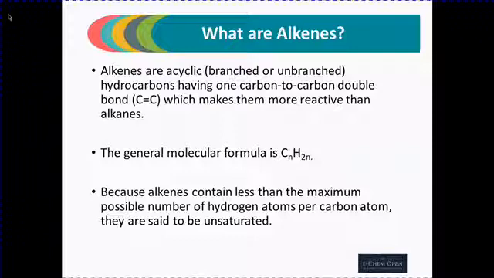What are alkenes? Alkenes are acyclic, branched or unbranched, hydrocarbons having one carbon-to-carbon double bond, which makes them more reactive than alkanes. The general molecular formula is CnH2n. Because alkenes contain less than the maximum possible number of hydrogen atoms per carbon atom, they are said to be unsaturated.